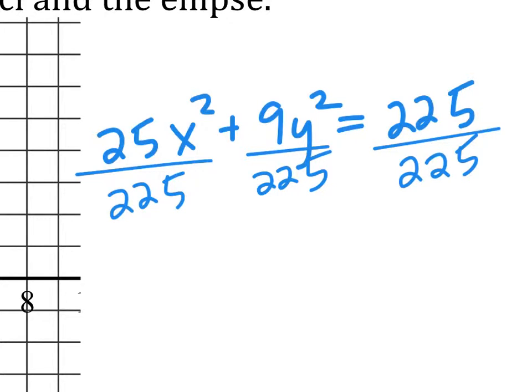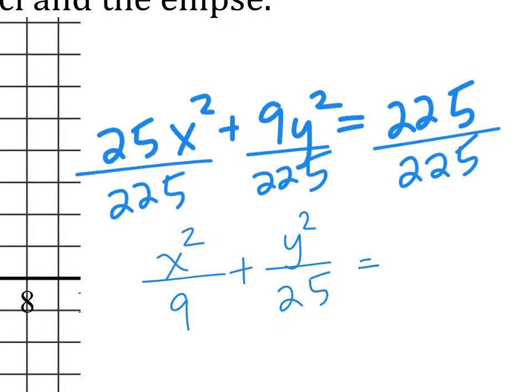There is a fraction button. Of course, you could just do simplifying on your own and then get it into a nice fraction. But the calculator may be a little faster. So it's x squared over 9. And then you're going to put in 9 over 225. Again, please don't divide. That's y squared over 25 equals 1.